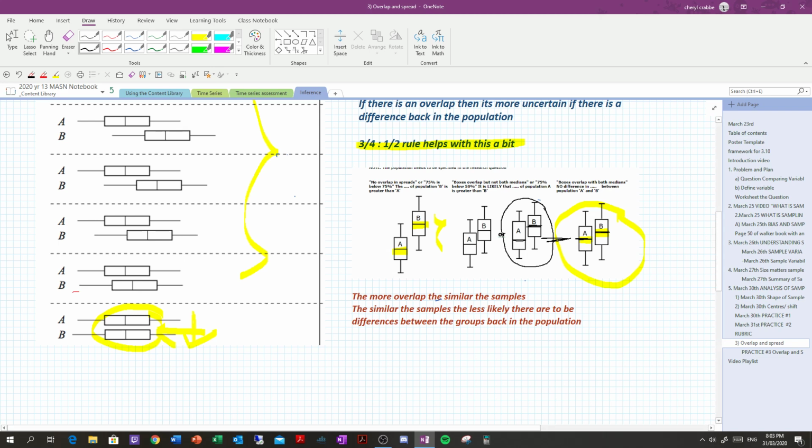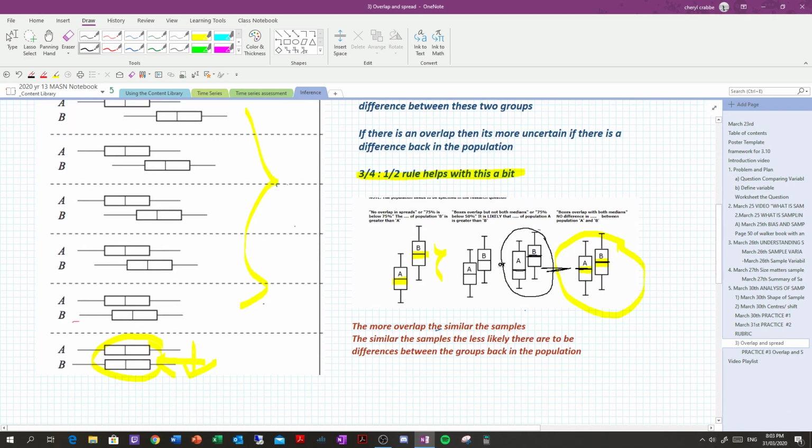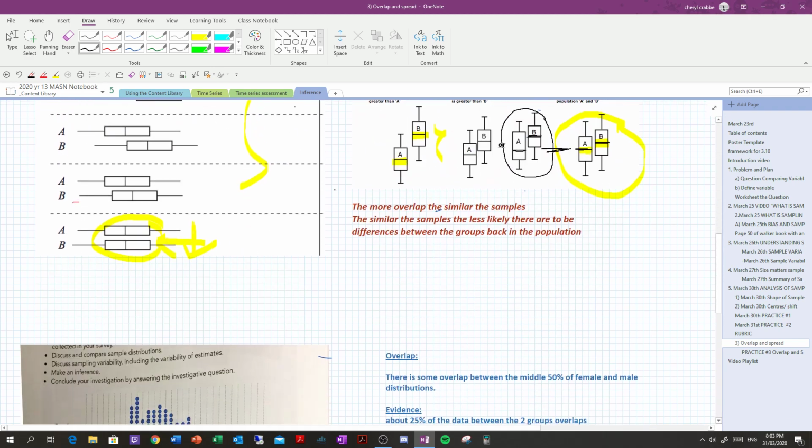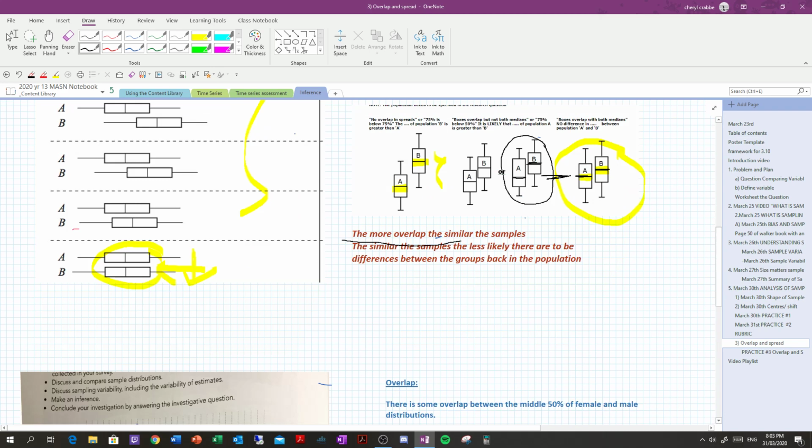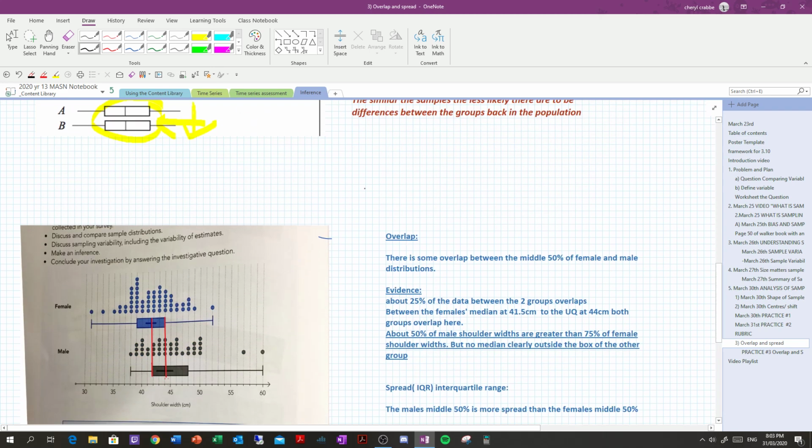But we can still talk about the sample and what it might mean back to the population. So the more overlap, the more similar the samples, the less likely there is going to be a difference between the groups back in the population. So this 3/4 half rule can guide you along.